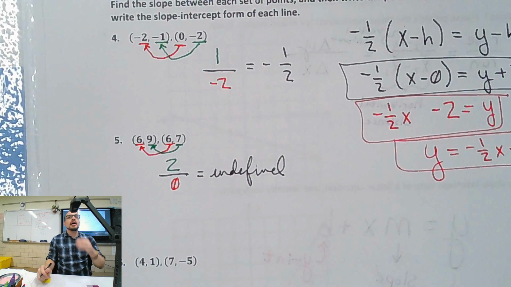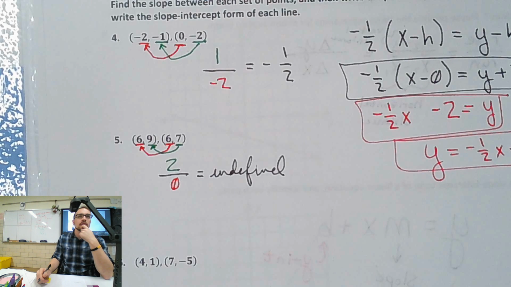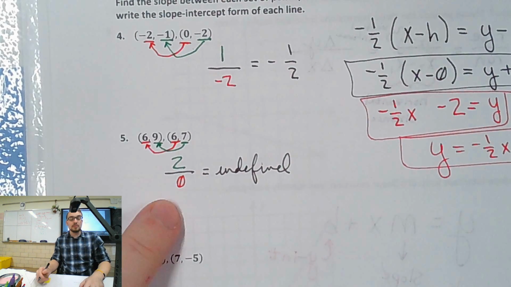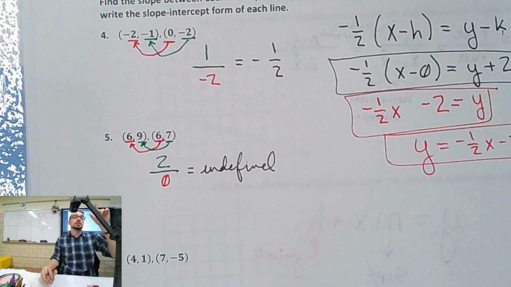Now, how do I write that in point slope form? I can't, can I? But I do need to write the equation. Nope, divide by 0 means undefined. We're not allowed to have that. If 0's on top, it would be fine.